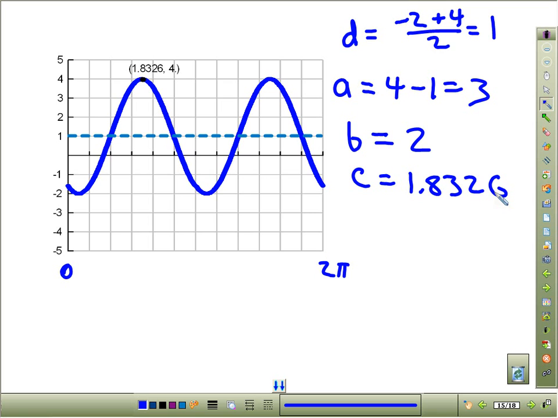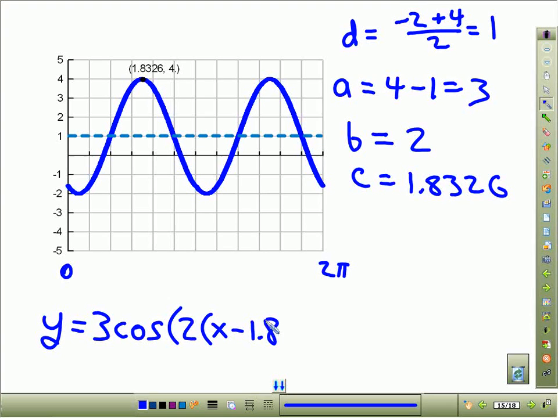Okay, so here's what we have. We have y equals, that's right, 3 cosine, B is 2, then x minus 1.8326, and then what goes on the end? Plus 1. And this, if you put this in your calculator and set your windows as I have them up here, to go from -5 to 5 and then 0 to 2 pi, put that function in, you'll get this graph. It will look just like it.